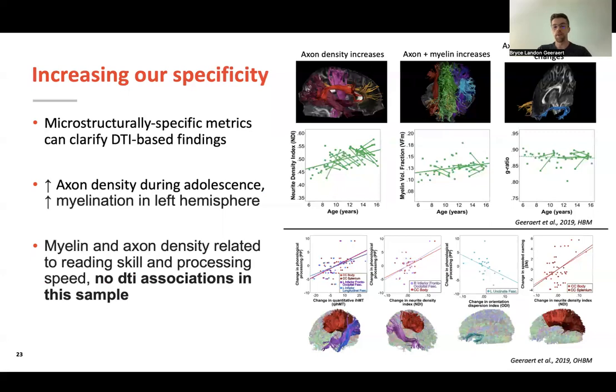So I've got two examples here that I'll run through. The first one is a study of white matter development on the top there. All of these tracts that we looked at had FA increases and MD decreases. But by including measures that were sensitive to axon packing and myelin content, we were able to show that some of those regions with FA increases and MD decreases were driven by increases in axon packing only.